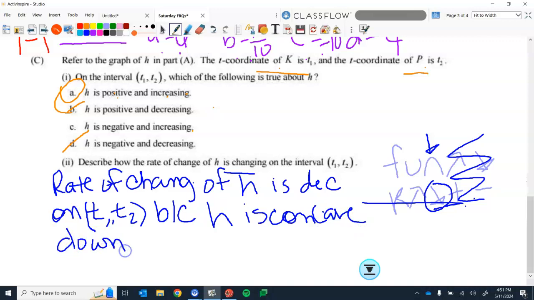If this is the first video you've ever watched of me, you would never watch another one. ...is concave down on, you can either say on that interval or on just T1 to T2. It all sounds very repetitive. Your English teacher probably wouldn't like it, but that's what we're looking for here. Okay. No, change, whatever. They don't take off for spelling, so you're fine.